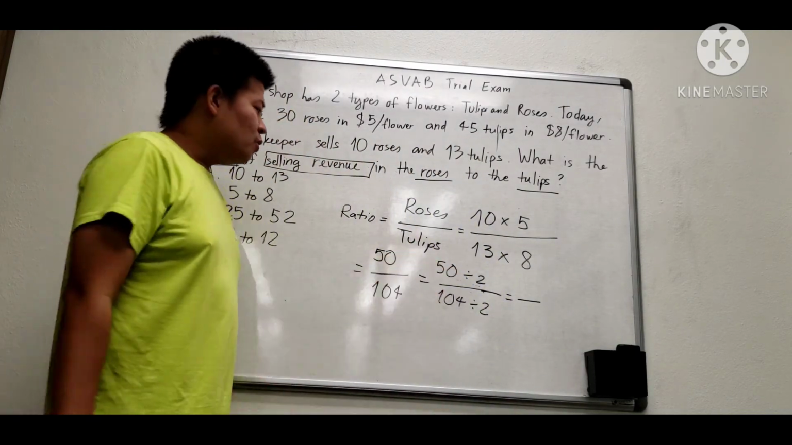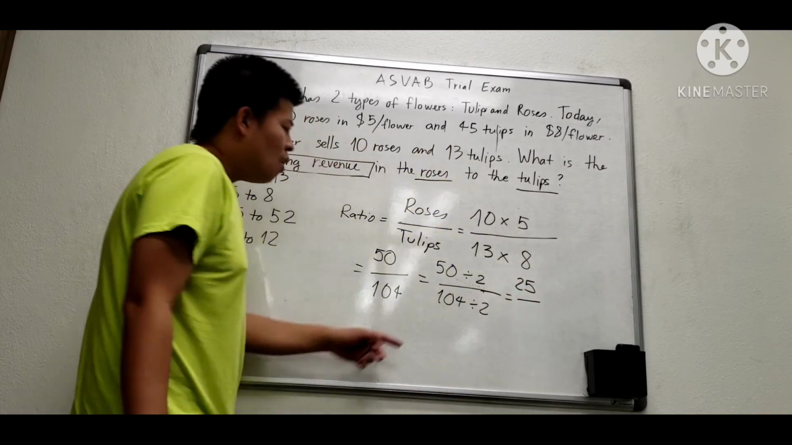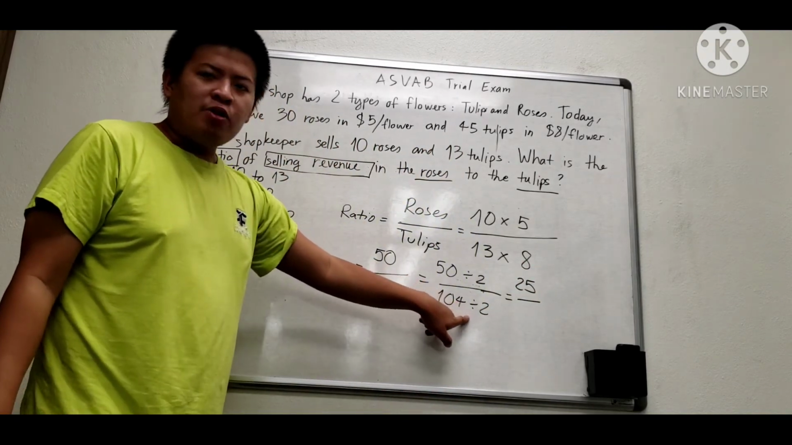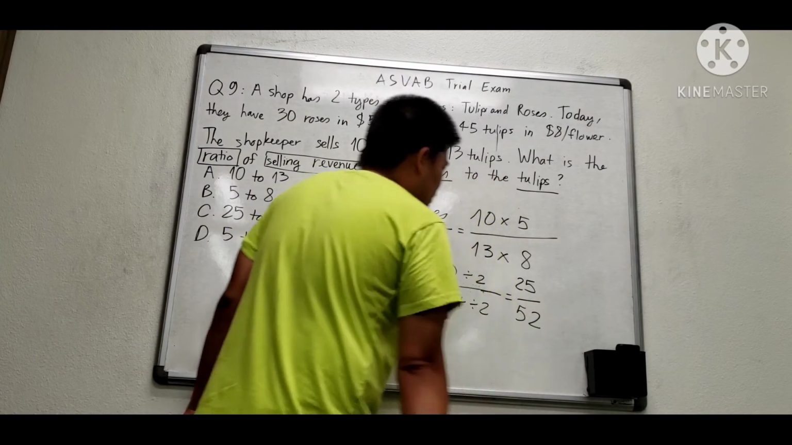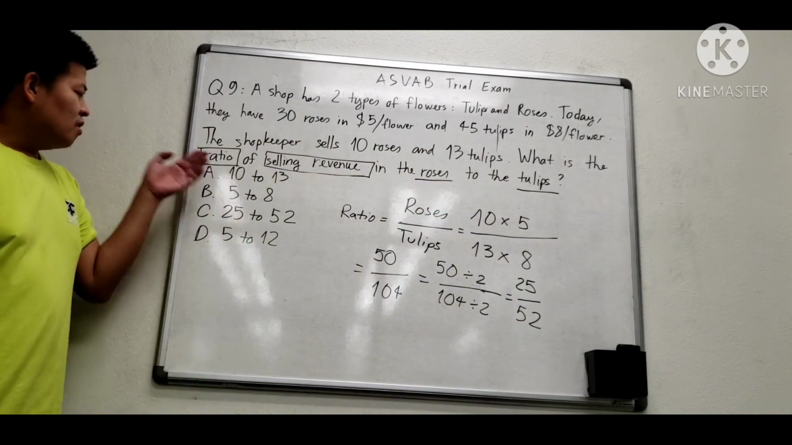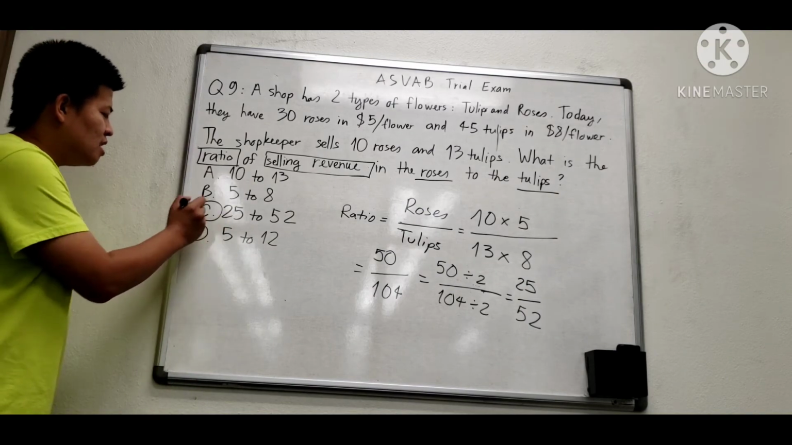50 divided by 2, you get 25. 104 divided by 2, you get 52. Now, compared to the answer key, you can see that that's the answer C.